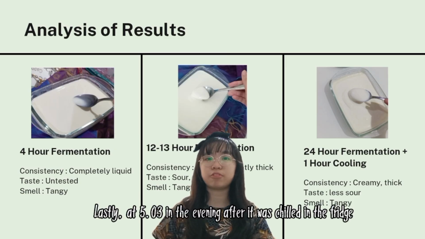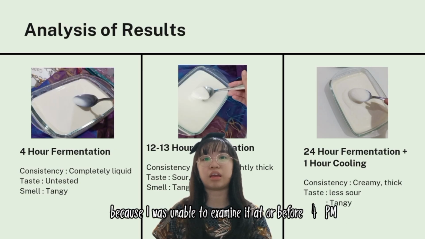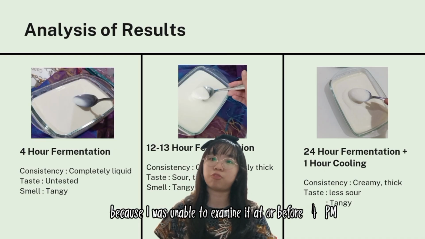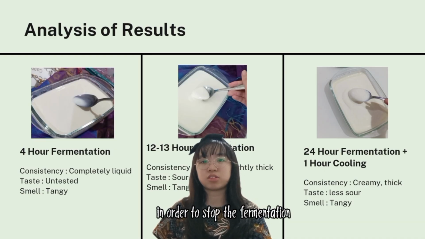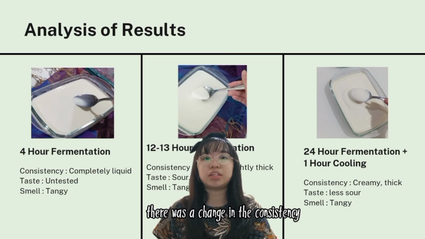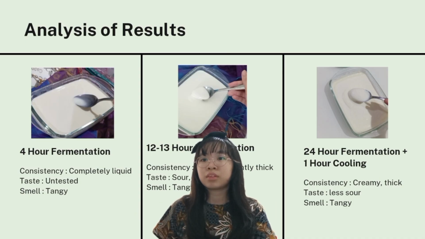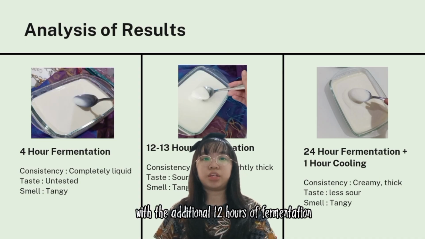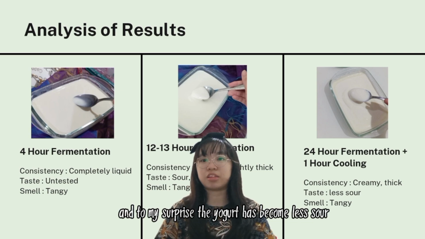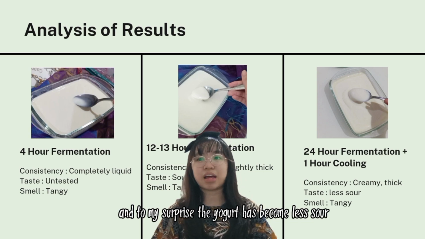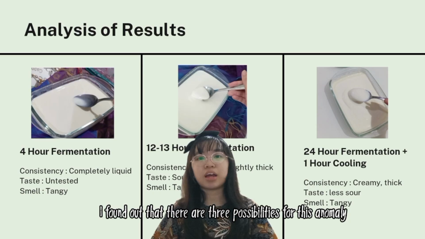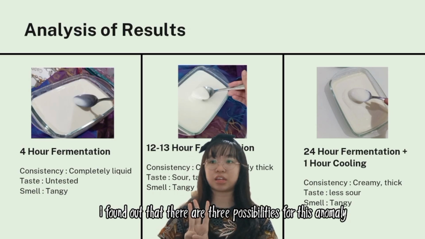Lastly, at 3:05 in the evening, after it was chilled in the fridge because I was unable to examine it at or before 4 p.m. in order to stop the fermentation, there was a change in the consistency as well as a surprising change in the taste. The yogurt has become thicker with the additional 12 hours of fermentation, and to my surprise, the yogurt has become less sour. After some research, I found out that there are 3 possibilities for this anomaly.